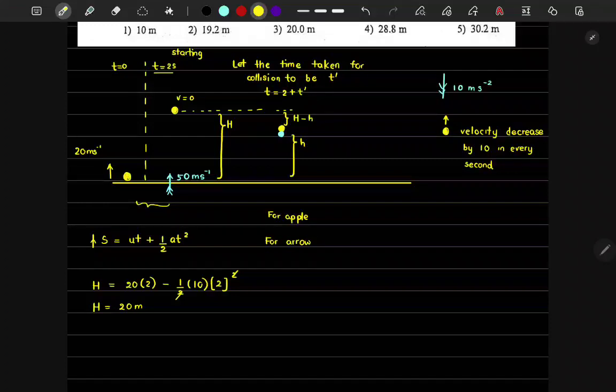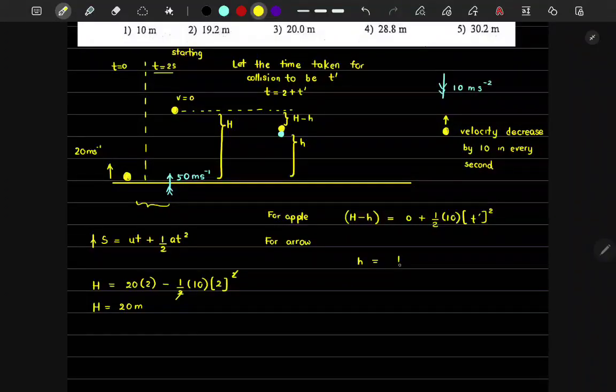So for the apple, what would be the displacement downwards? H minus h. That is equal to, the initial velocity is 0 at this moment. The initial velocity of this journey, of this motion, would be 0 downwards. So 0 plus half into 10, the gravitational acceleration, into, let's say, t dash square. So that is the time taken that we took.